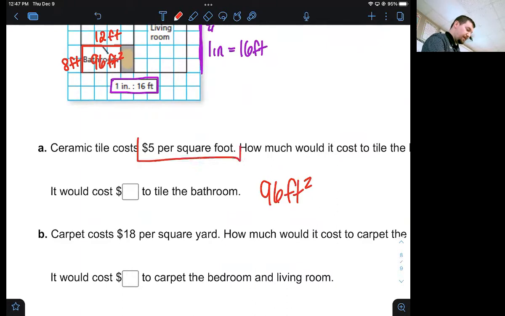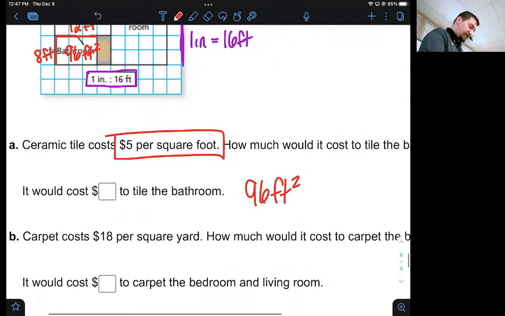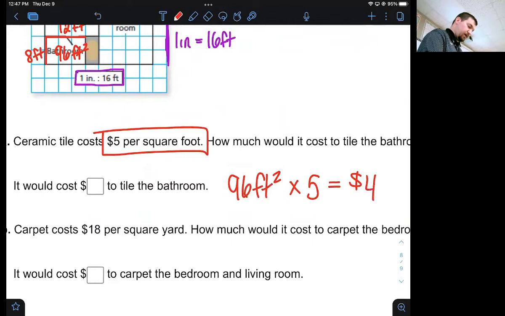Each square foot is $5. I need 96 square feet. So what should I do? Times it by 5. 96 times 5 gives us $480. That is correct. It'll cost $480 to tile the bathroom.